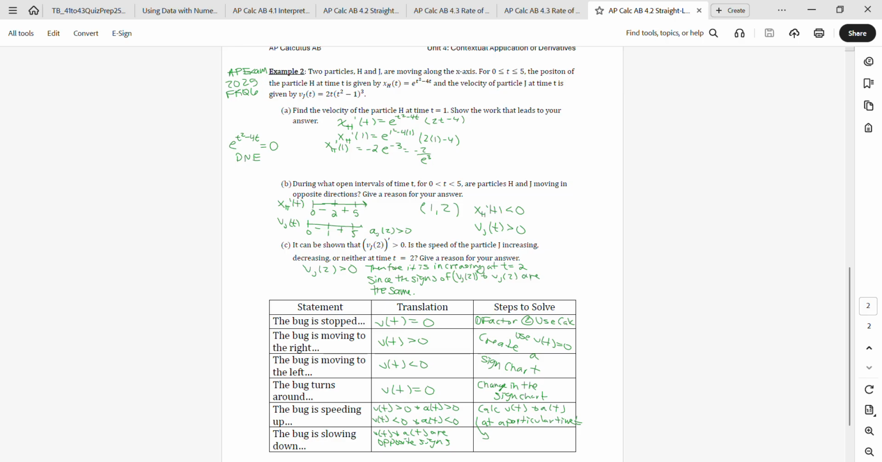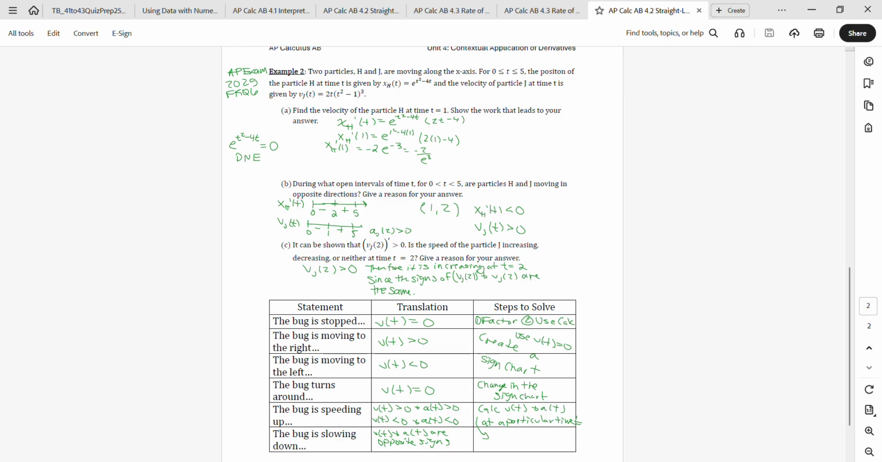So this is the one from last year's exam. Two particles moving on the same line, or are they moving in opposite directions? Make sure we're reading the problem carefully. So we're given the position of one particle, the velocity of a different particle, and then seeing is speed increasing or decreasing, and then we had this summary table.